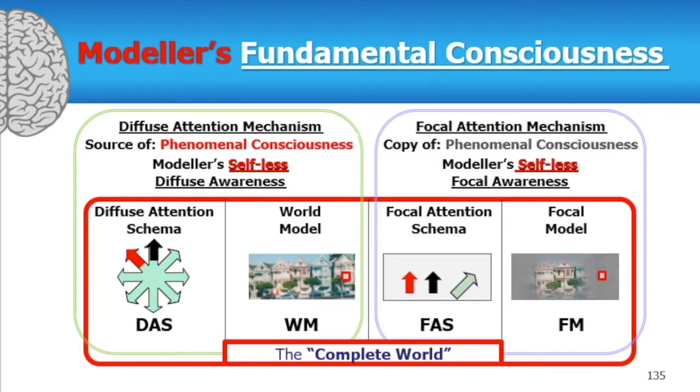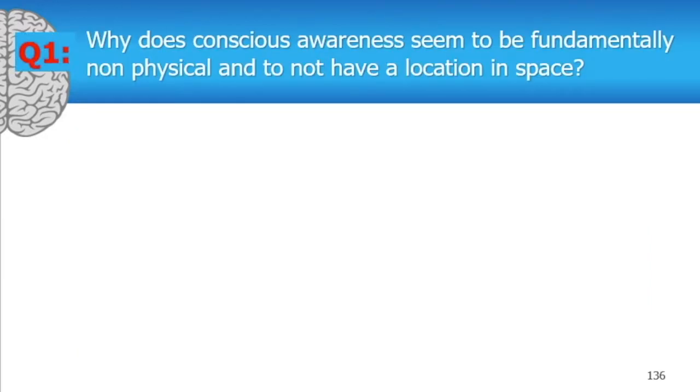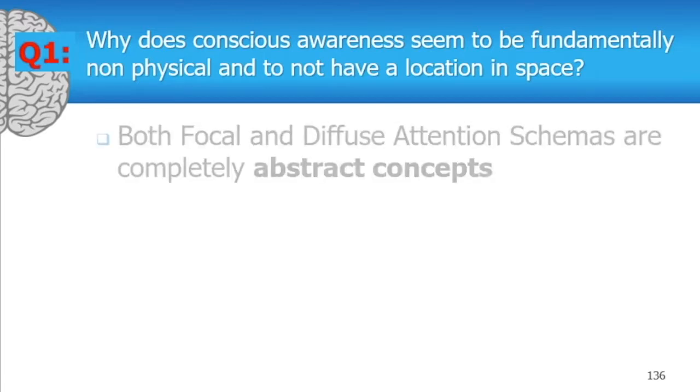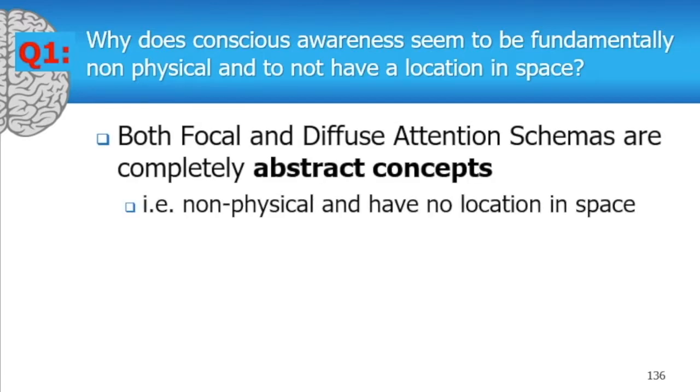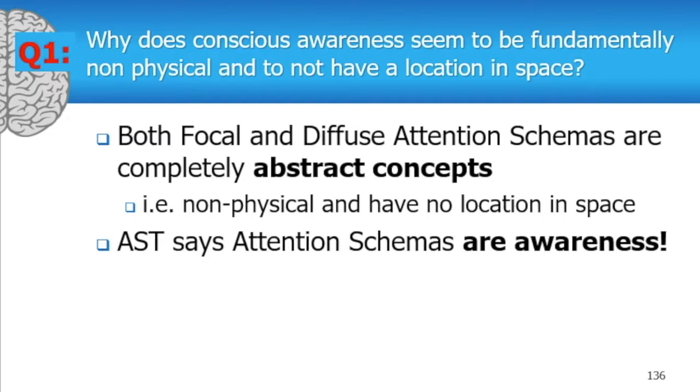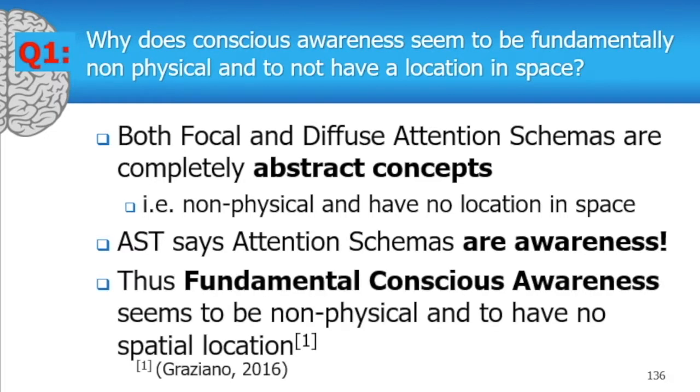The first question is, why does conscious awareness seem to be fundamentally non-physical, to not have a location in space? Both kinds of attention schemas are completely abstract concepts, which means that they are non-physical and have no location in space. Attention schema theory says the attention schemas are awareness. Thus, fundamental conscious awareness seems to be non-physical and to have no spatial location. This is essentially the same reasoning that Professor Graziano gave in the paper referenced here.